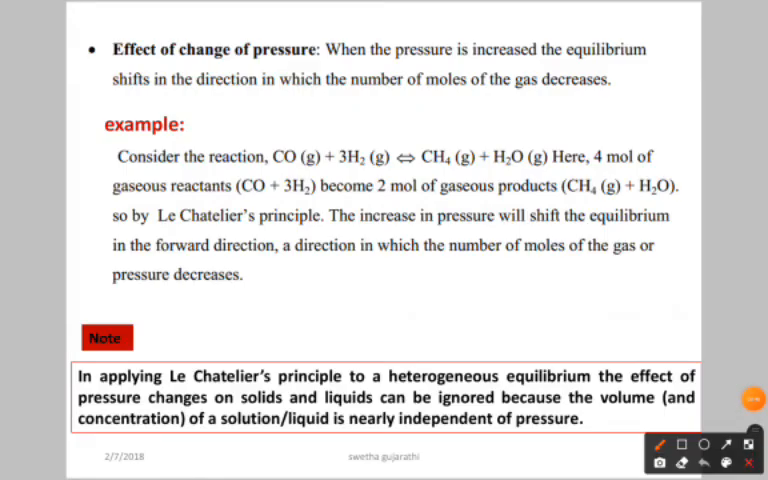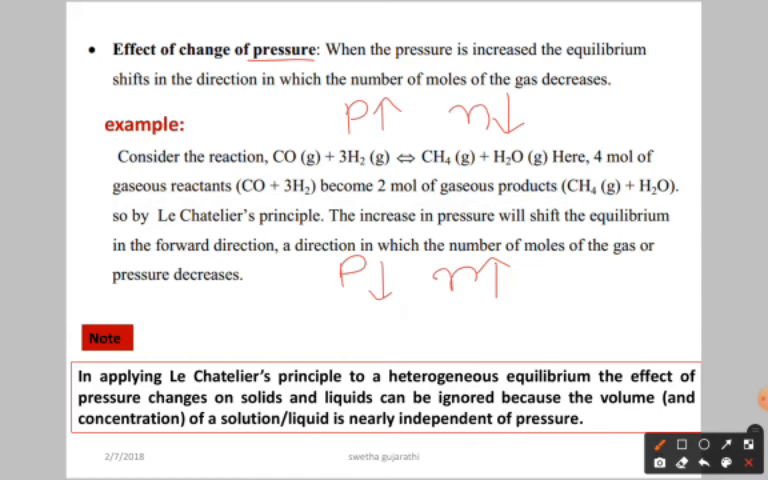Now let us discuss the second factor, pressure. How does pressure affect the equilibrium? Simply, if pressure increases, the reaction shifts towards a decrease in the number of moles. If pressure decreases, the reaction proceeds in the direction of an increase in the number of moles. Let us see how.